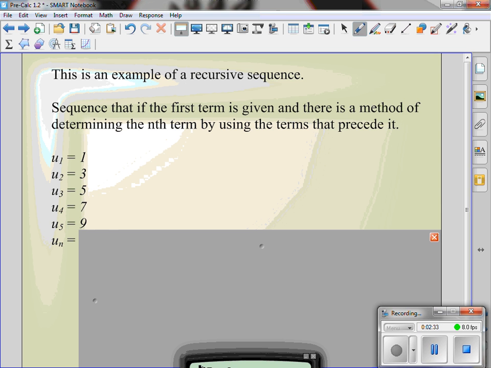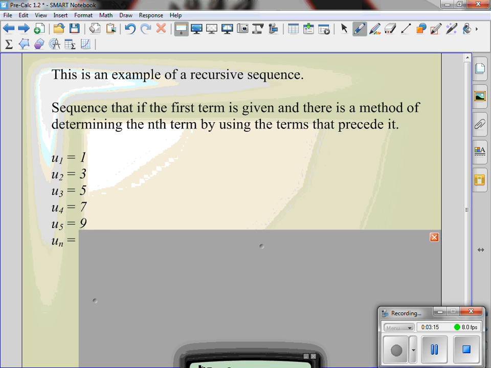What do I do with U sub n? How do I find U sub 6? What plus 2? What am I taking and adding 2 to? The previous number. What would be my previous number? U sub 5. So to find U sub 6, I take U sub 5 plus 2. So how do I find U sub n? We're not taking 5 plus 2. U sub 5 means 9, and 9 plus 2 is 11.